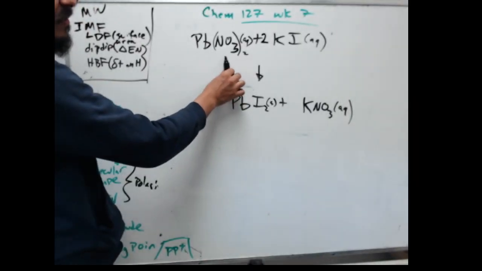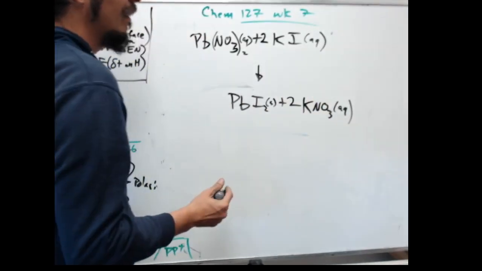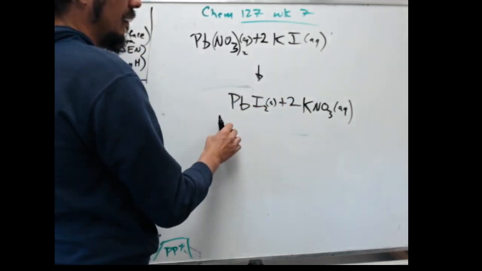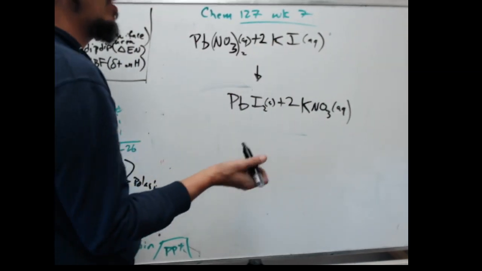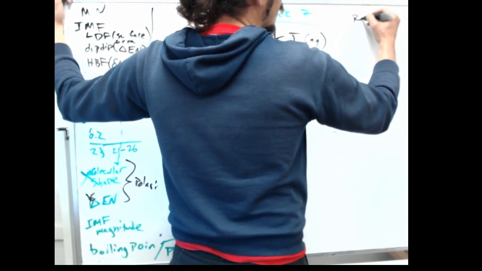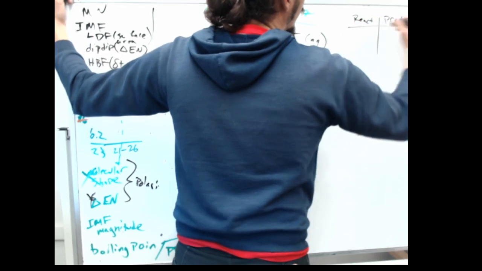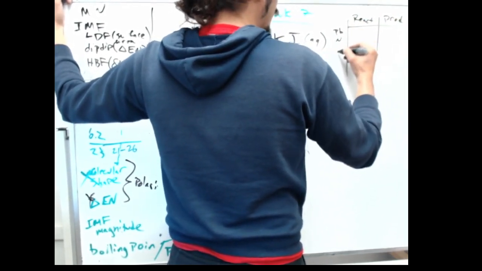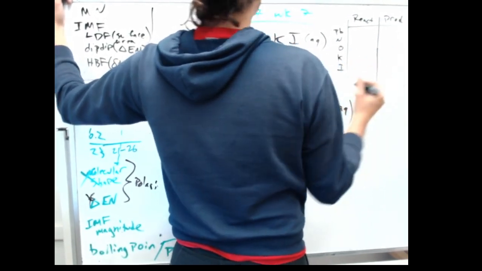But I've also got 2 nitrates over here and only 1 nitrate over here. So a 2 in front there gives me 2 potassiums, 2 potassiums, 2 nitrates, 2 nitrates, 2 iodides, 1 lead, 1 lead. And I often recommend, when we're first doing this, we can make a little table of what's going on, where I keep track of my lead, my nitrogen, my oxygen, my potassium, my iodide, and make sure I've got the same numbers.